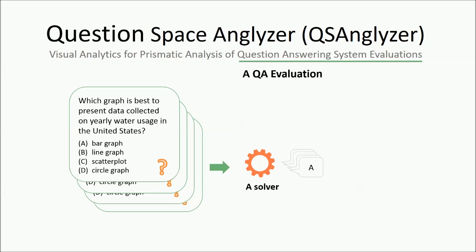QA researchers experiment with different solvers and different settings of a solver, and then analyze evaluations to seek ways for further improvement. We use QSAnglyzer for facilitating the analysis process.